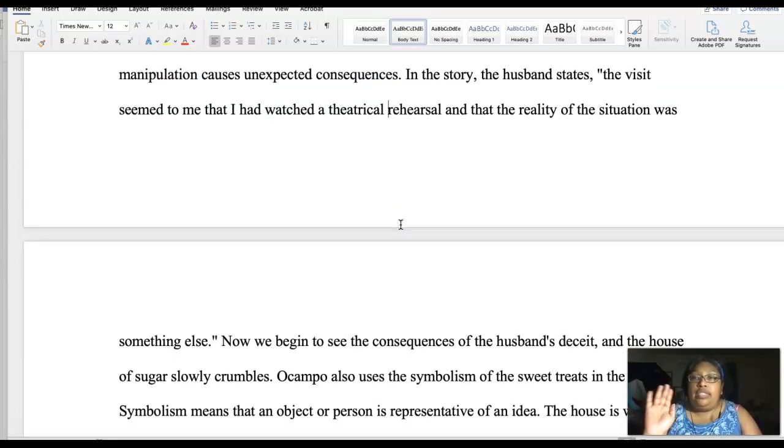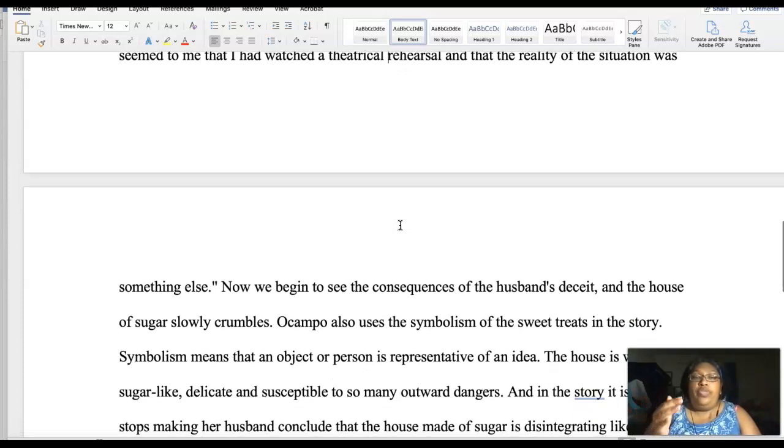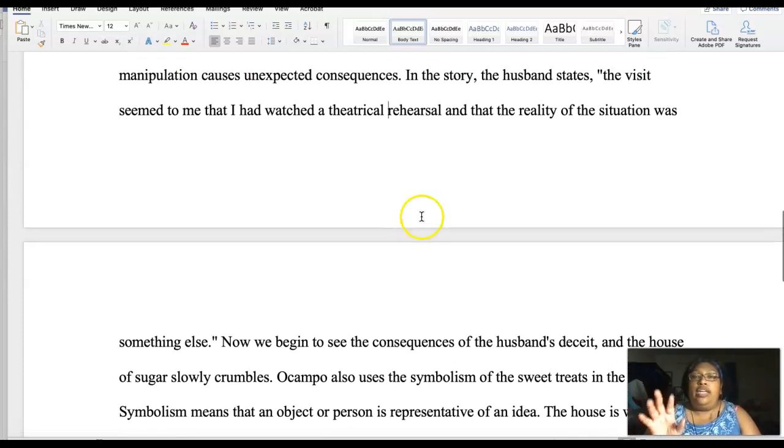You have to set up the quote, and then you got to give the example of the quote. What this student does is that she kind of melds those two steps together. I personally don't like it. However, if it's done well, I can excuse it. And she does this well here.